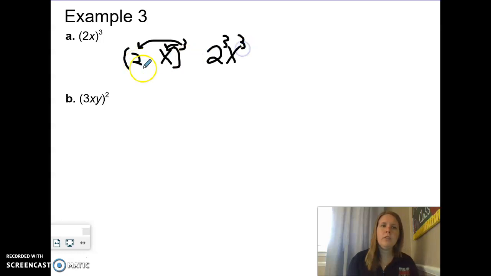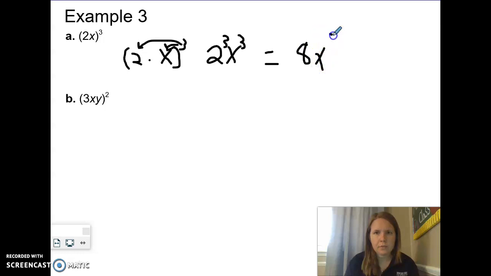Now, sometimes when you're given variables like this, you will see then that if it has a base of a whole number, that it will be evaluated, meaning you're going to actually have the answer. So 2 times 2 is 4, times another 2 is 8. So sometimes you'll also see this as 8 and x to the 3rd.